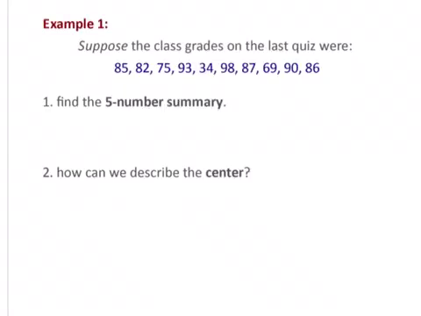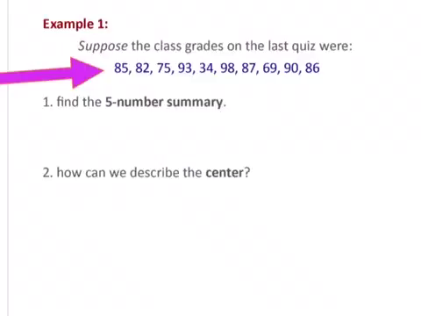So we are going to look at this example the entire class, so please make sure you get down those numbers. So the example says, suppose the class grades on the last quiz were the following grades. It has 85, 82, 75, 93, 34, yikes, 98, 87, 69, 90, and 86.